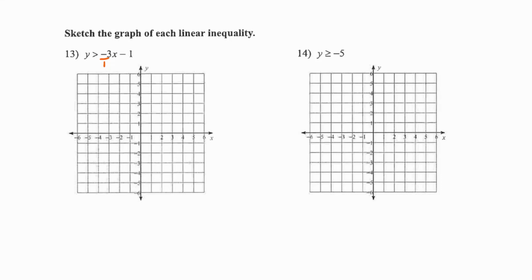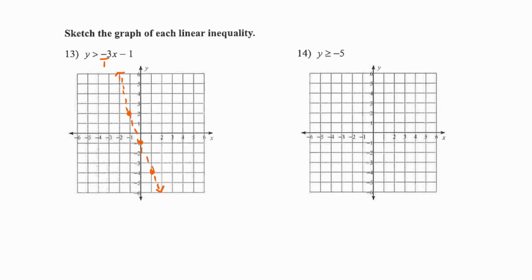So as I'm graphing this, I want to start at negative 1. I want to go down 3 and right 1, up 3 and left 1. But I want to draw a line that is not completely solid, because I want someone to look at this and say, oh, the points on this line are not a part of the solution.